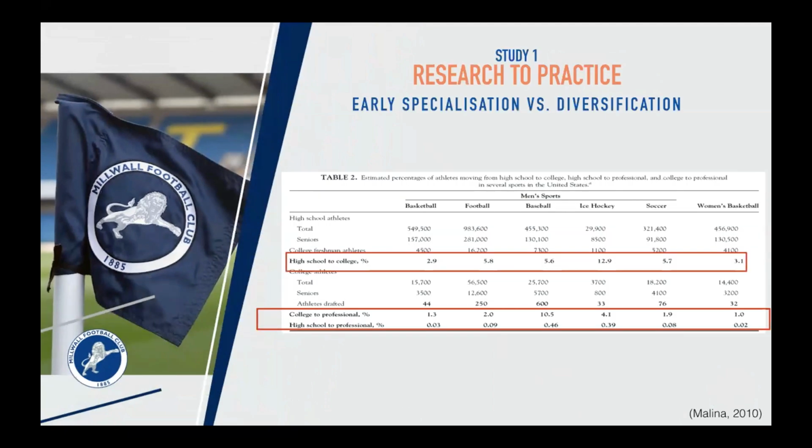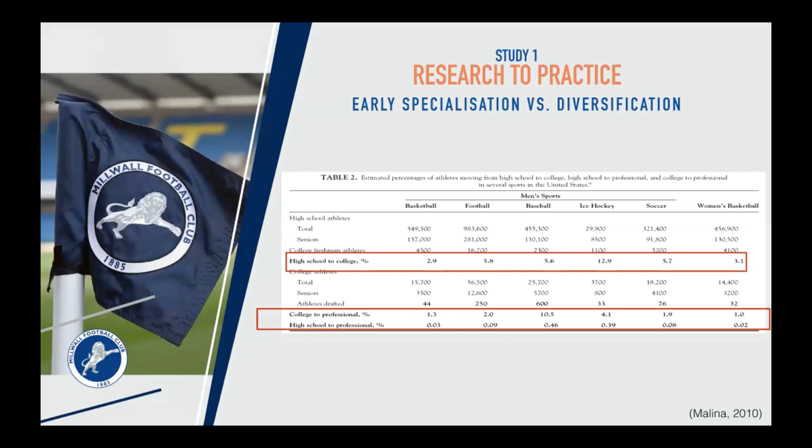So that was just a bit of the underpinning of the LTADs and what we do. Now I want to use a couple of studies to show how we take these studies into practice. Study one looks at early specialization versus diversification. This is a study done in the United States, looking at the number of athletes that participate in sport and, as they go through the age groups all the way to professional, how many stay in that specific sport or fall out of it and aren't in that sport anymore at professional level.